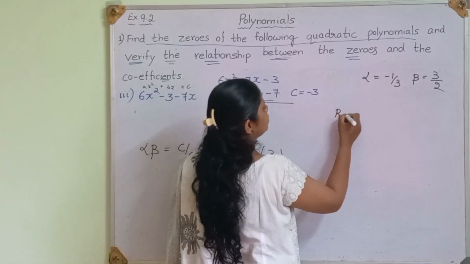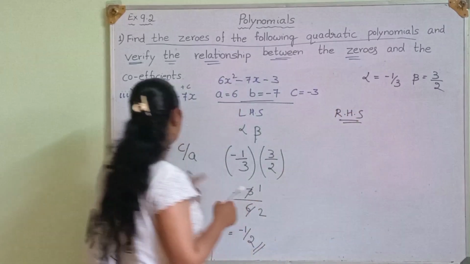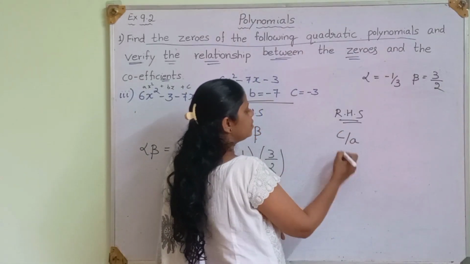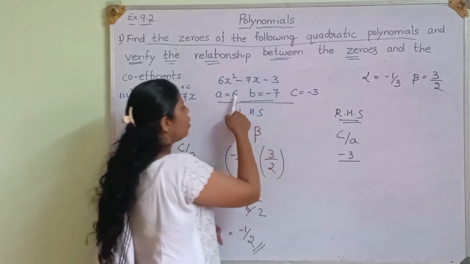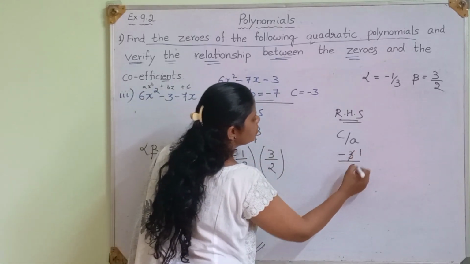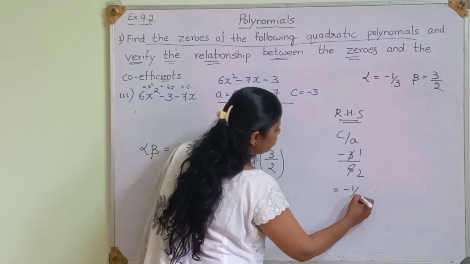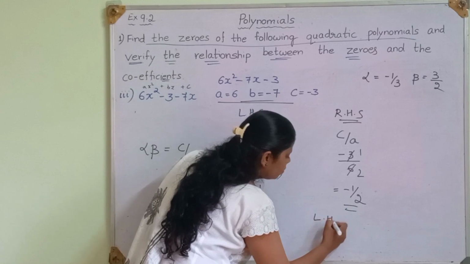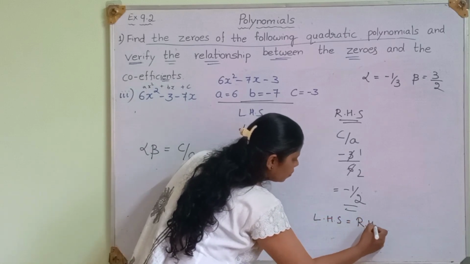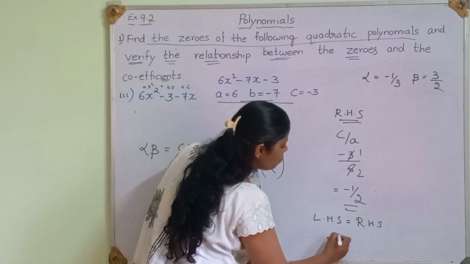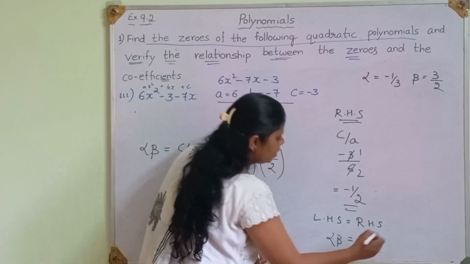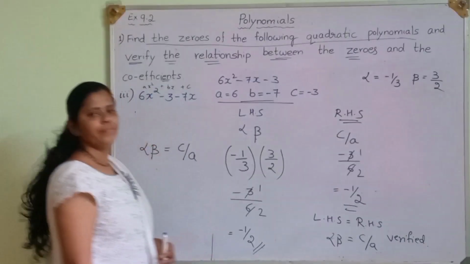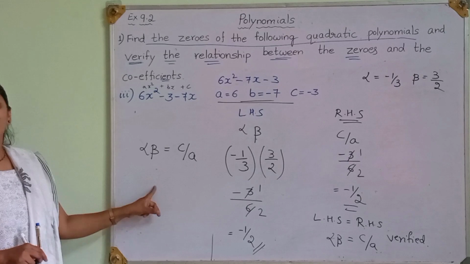RHS is what? c by a. How can I write? Minus 3 divided by a. The value of a is 6. 3 ones are 3, 3 twos are 6. That is minus 1 by 2. LHS is equal to RHS. Therefore, the formula alpha beta is equal to c by a is verified. Hope you have understood this.